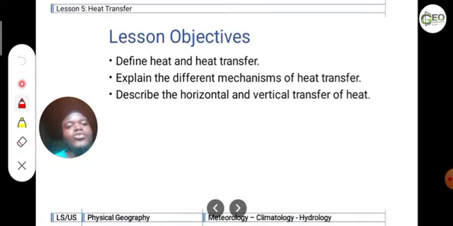By the end of the lesson, we are expected to be able to define heat and heat transfer. You should be able to explain the different mechanisms of heat transfer. And last but not the least, you should be able to describe the horizontal mechanisms that are involved in heat transfer over the Earth's surface. And further, we shall look at the vertical transfer of heat, the vertical mechanisms that are responsible for heat transfer over the Earth's surface.